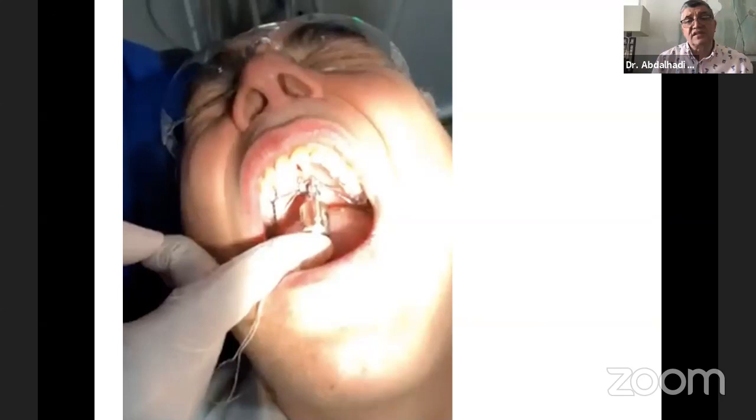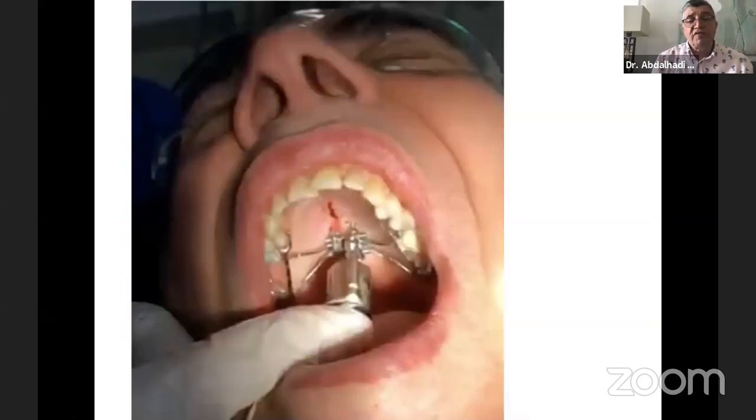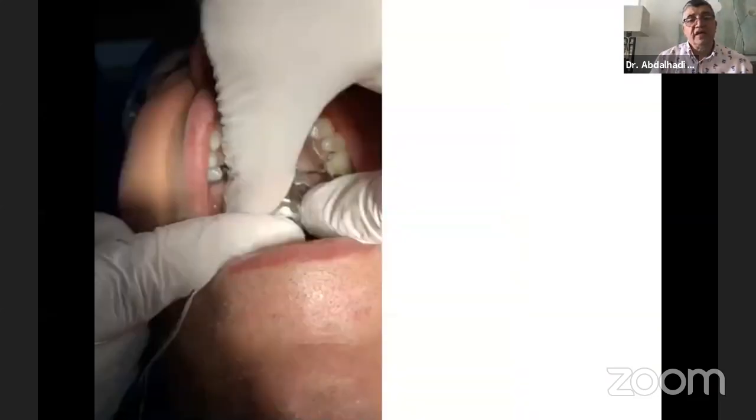So I put it in the center of the socket and then perforate the palate mucosa with the screw. It goes right away 1 or 2 millimeters, depending on the thickness of the mucosa. And then I rotate. Here is how I rotate the screw and how I insert it.